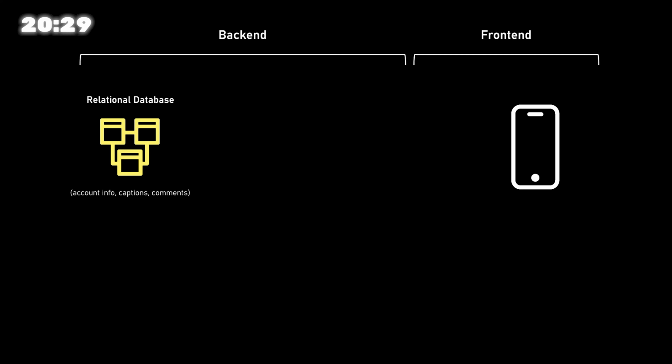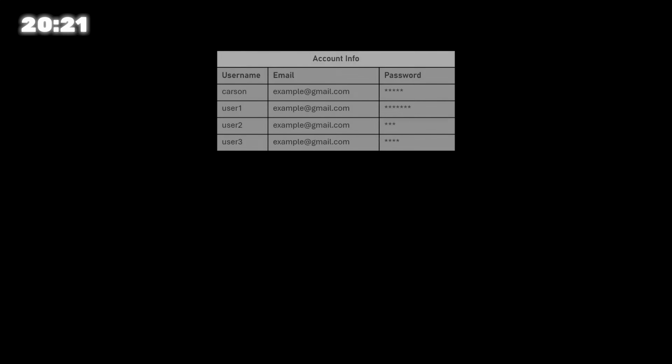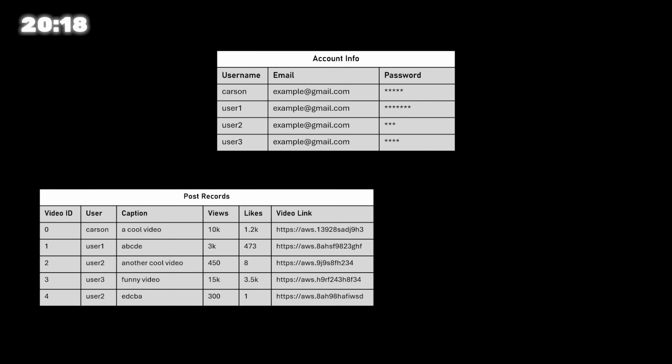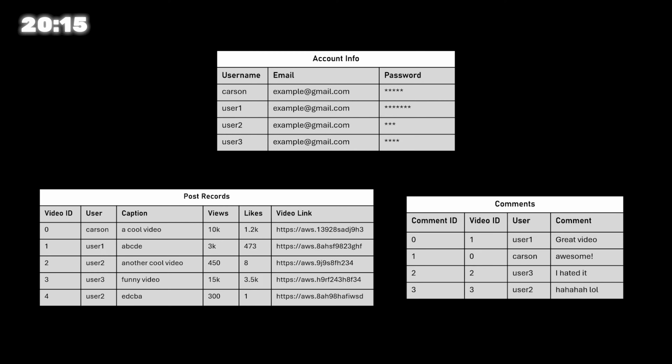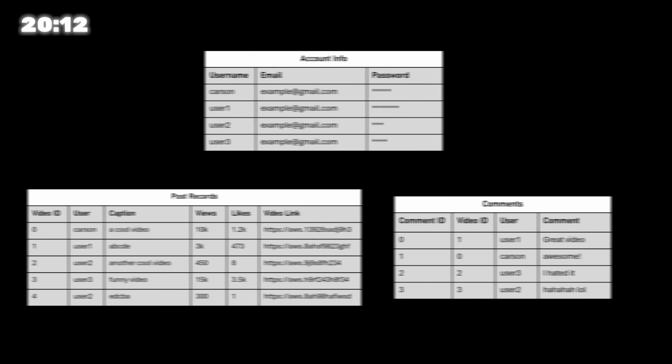What is a back end, you ask? Everything we've been working on so far is considered the front end, the part of the app that users interact with on their devices. But behind the scenes, we need a back end to handle data storage and communication. To store data like user accounts, video captions, likes, and comments, we'll use a relational database. This type of database organizes information in tables and is optimized for efficient data lookup and concurrent modifications.